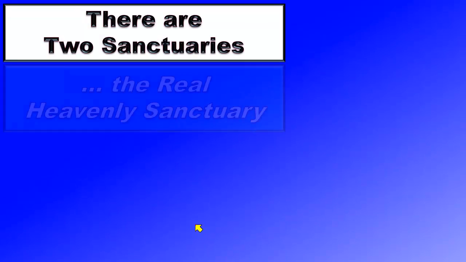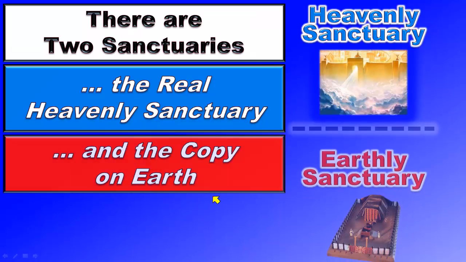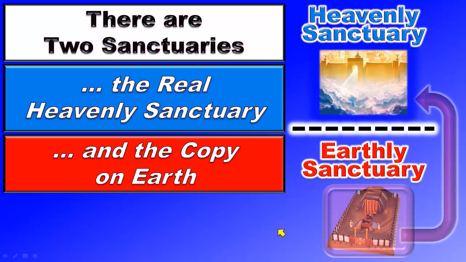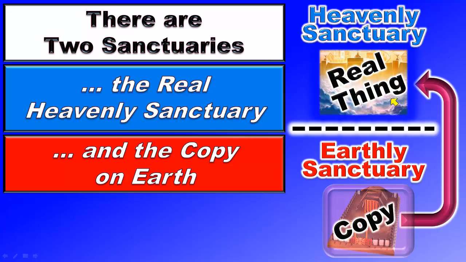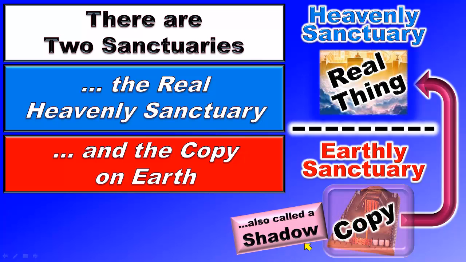There are 2 sanctuaries. The first, the real one, is in heaven. And God gave us a copy for us to build on earth. And this copy that God gave us is a copy of the real one that's in heaven. And in the Bible, it's also called a shadow. So he gave us a copy or a shadow of the real thing so we can relate to what the heavenly sanctuary is all about.